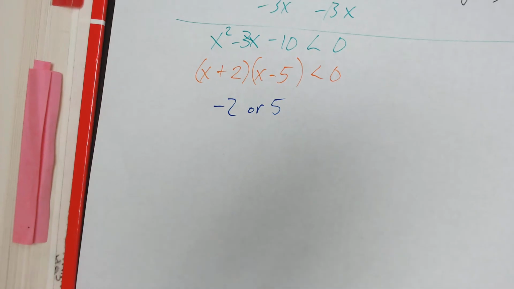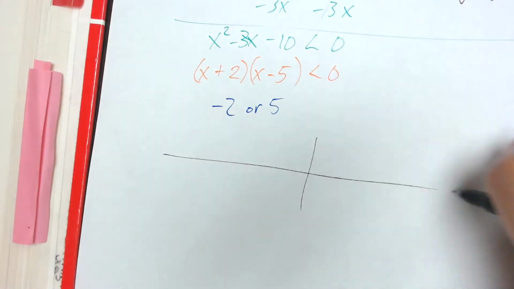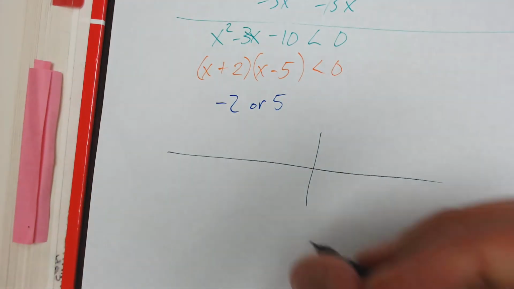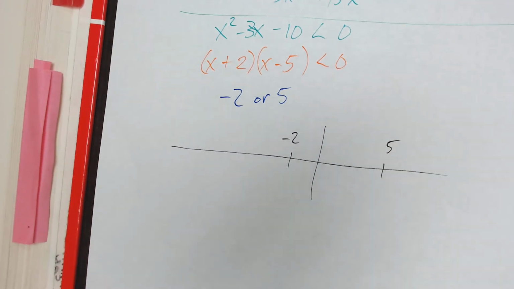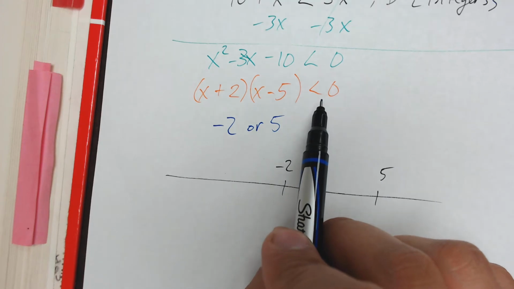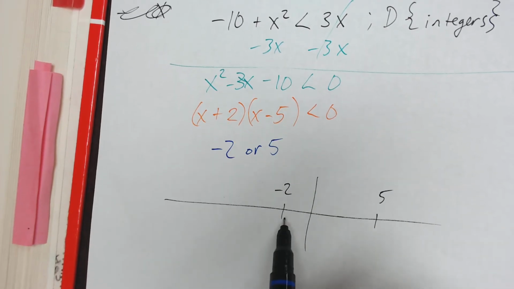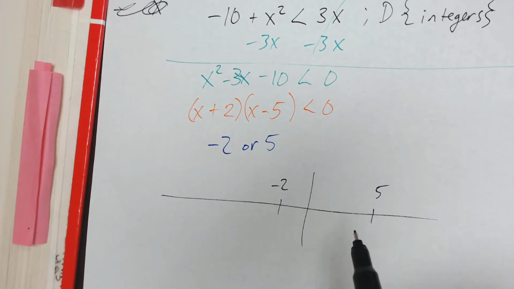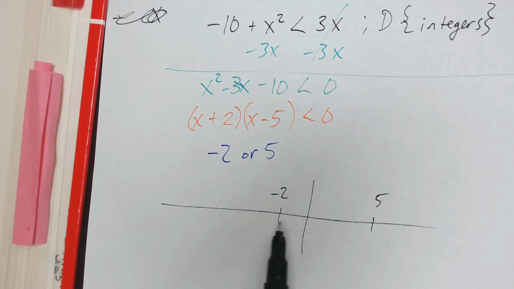We draw our number line, and then we go to negative 2 and positive 5. You'll notice that our domain is integers, so we don't have to put open circles at negative 2 and 5. You can if you want, but since our domain is integers and this is a less than, we're going to form a conjunction. So we need to pick every single integer in between negative 2 and 5.